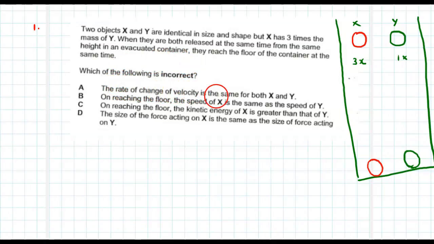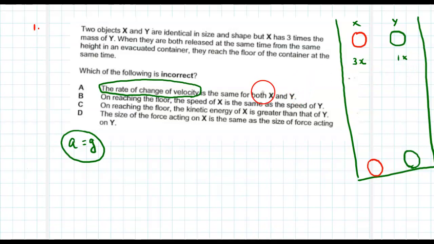The rate of change of velocity is the same for both x and y. Rate of change of velocity is known as acceleration. For the falling object, the acceleration is constant. That is, acceleration is known as gravitational field strength, or the acceleration due to gravity, and it will be the same. So the option is correct. Here you have to be very careful. They ask which sentence is incorrect. This option is correct, it is not incorrect, because the rate of change of velocity is the same for both of them.